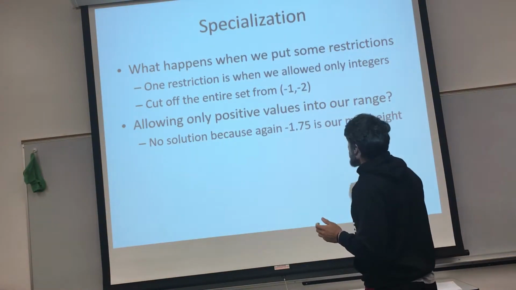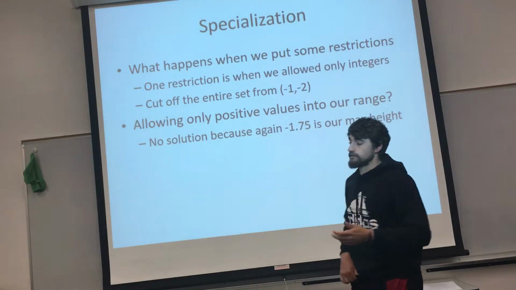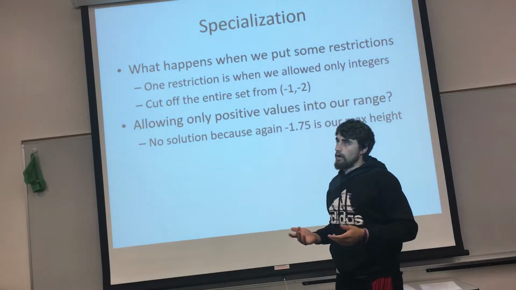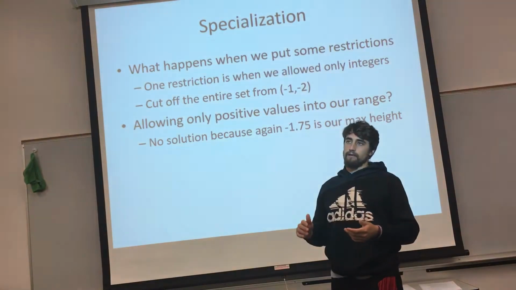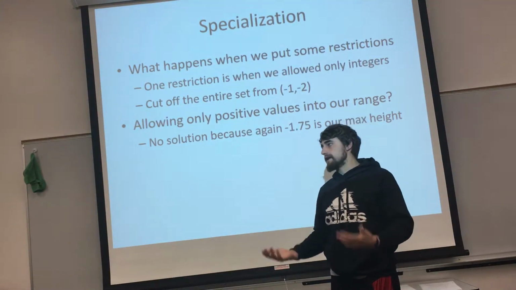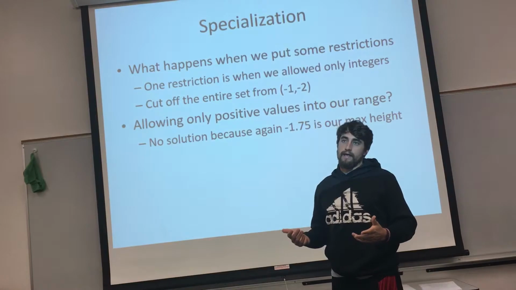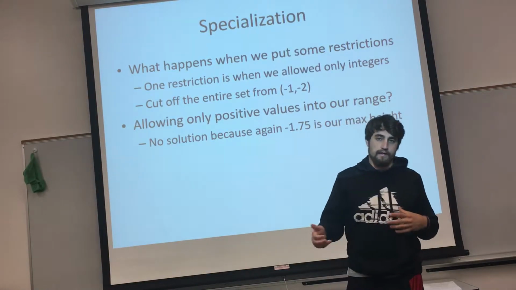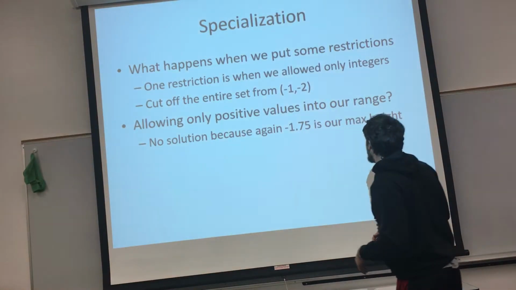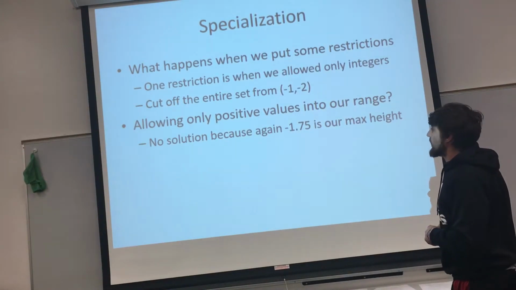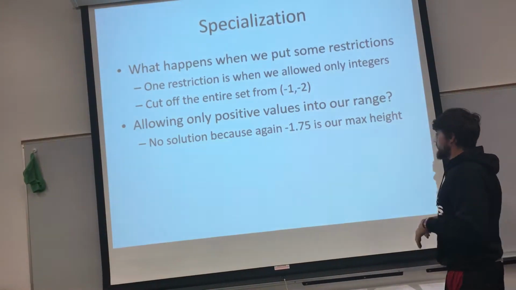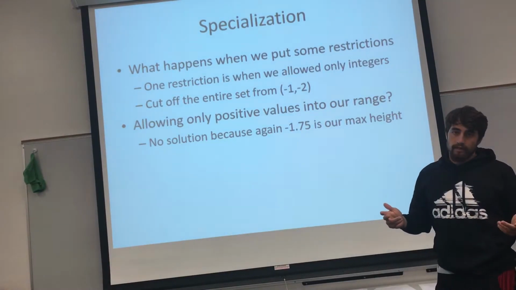And then what if we only allowed positive values into our range? Well, this yields no solution because we know that the max height is -1.75, so we can't get any values higher than that, and positive numbers are greater than any negative number. So we realized that our max height is -1.75, and if we allow only positive values into our range, it yields no solution.